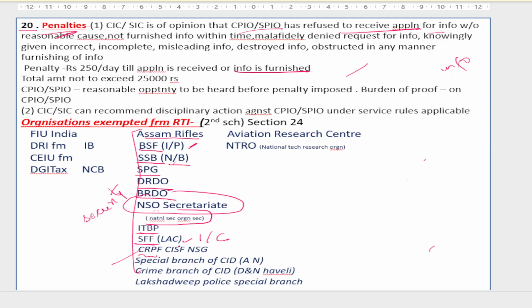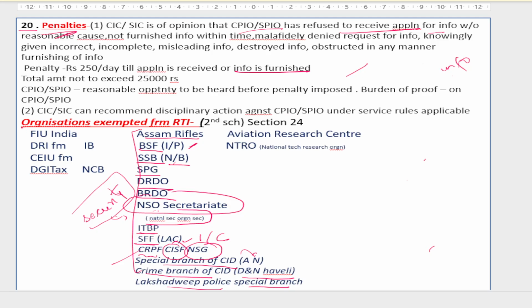the CRPF, that is the Central Reserve Police Force, the CISF, Central Industrial Security Force, the National Security Guard, the Special Branch of CID in Andaman and Nicobar Islands, the Crime Branch of CID in Dadra and Nagar Haveli, the Lakshadweep Police Special Branch. So these are organizations that are related to security in some way. In this way we can memorize them.